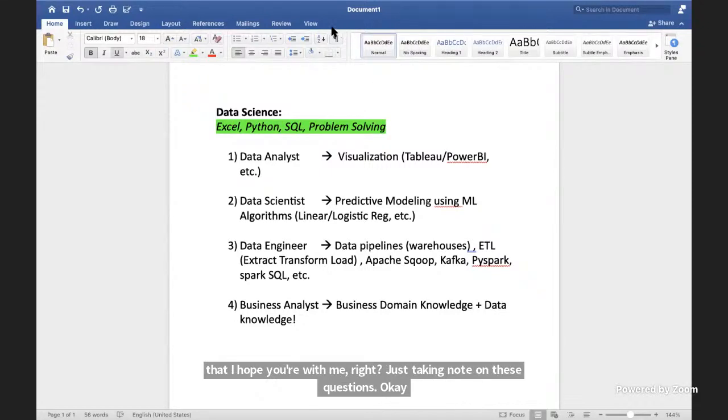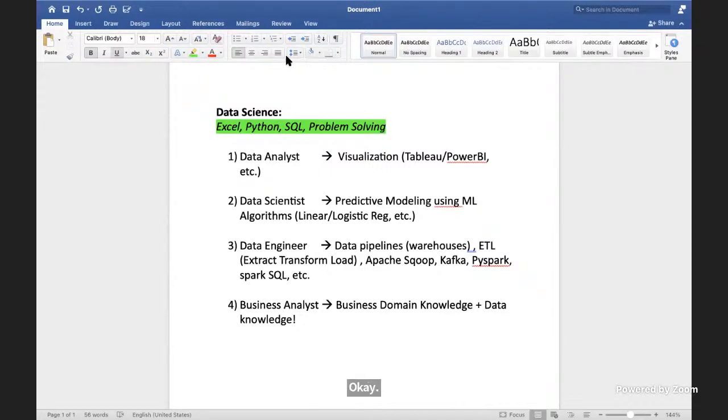More questions? Anything specific on the kind of work you will be doing, something like that? Anything on those lines? Okay, 2 more questions.